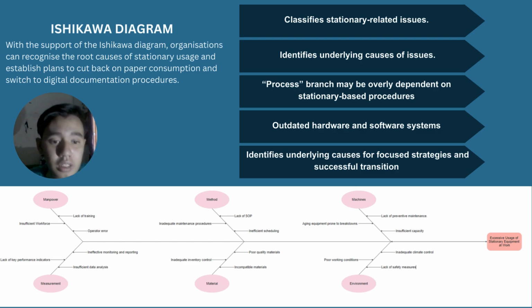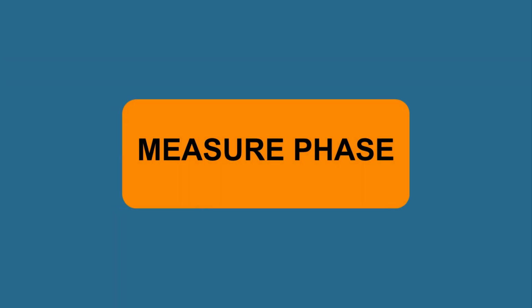identify the underlying causes. Insufficient file systems and outdated hardware and software systems can lead to over-reliance on stationery procedures. By identifying these causes, businesses can develop strategies to address these issues and successfully transition to digital documentation processes.